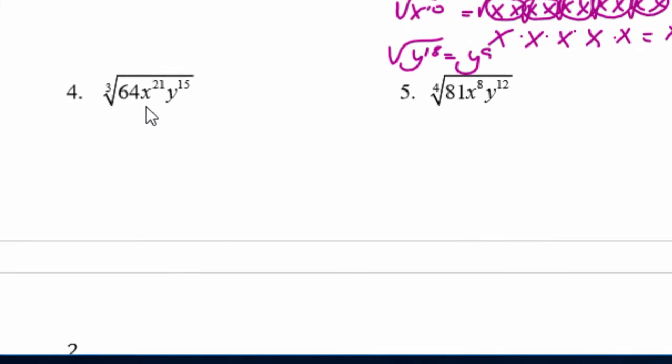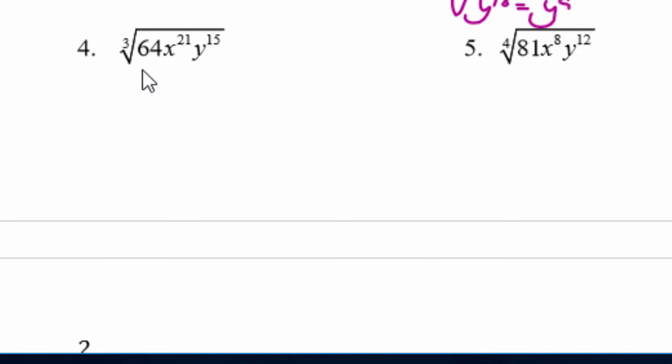Cube root of 64, x to the 21, y to the 15. So cube root of 64, that's a perfect cube. That's 4 cubed, right? So the cube root of 64 is 4.